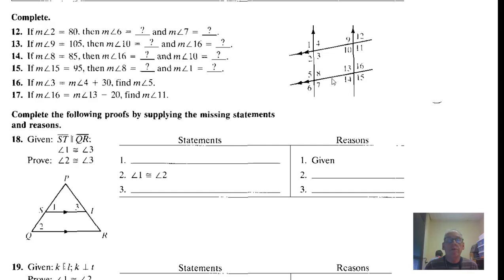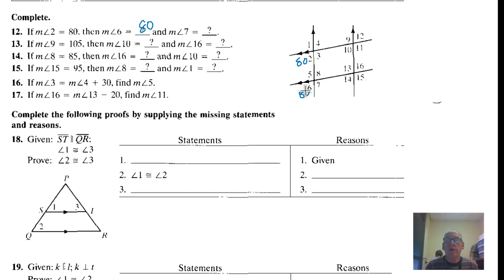So for number 12, it's telling us that the measure of angle 2 is 80. So I'm going to mark angle 2 is 80 degrees. Let me switch colors up here. So angle 2 is going to be 80. And it wants to know the measure of angle 6. So angle 6 is corresponding. That's going to be 80.